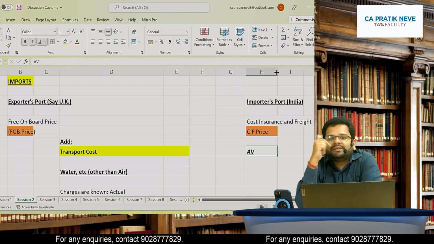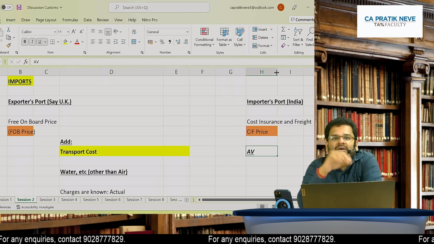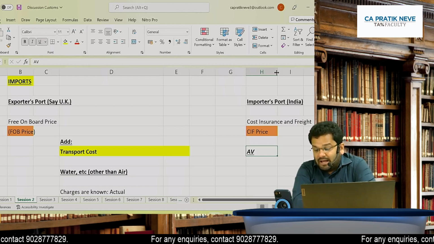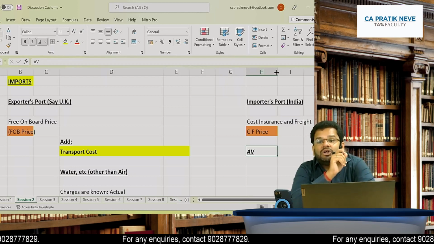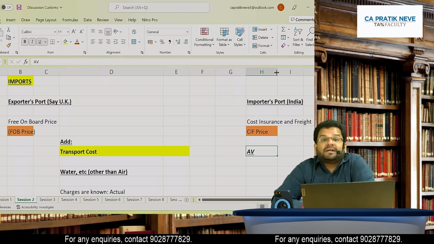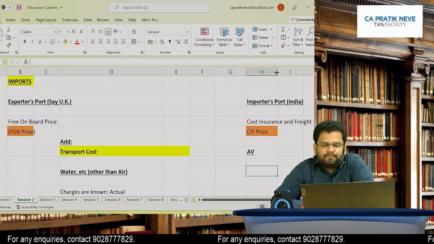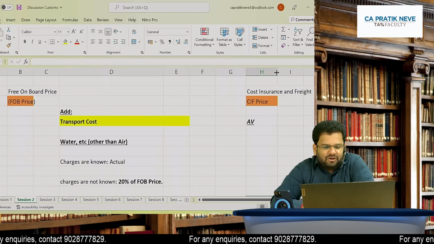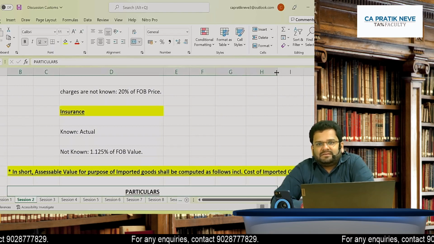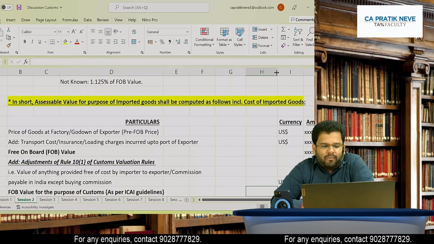And what about insurance? When it is known, you have to take actual. When not known, there is one awkward percentage: 1.125% of FOB. I am sure you know it. 1.125% of FOB. Yes, agreed? All of you got it? Wonderful. So I have done one small format here.